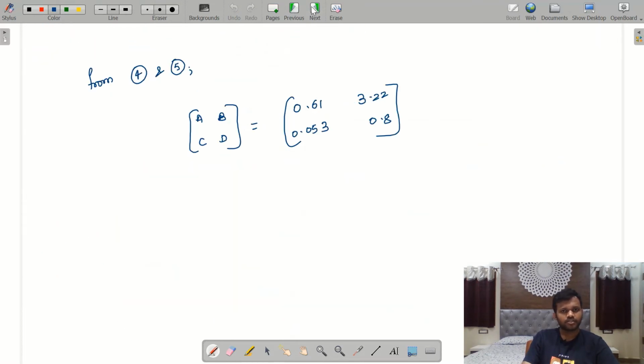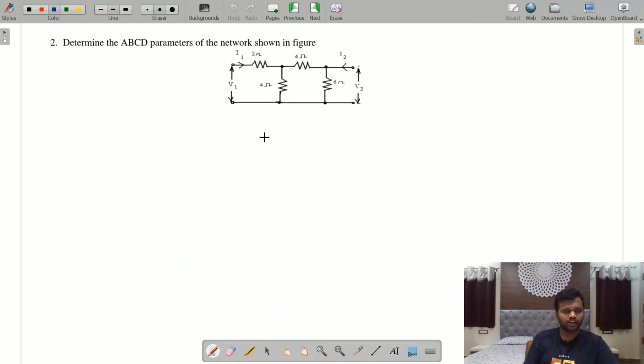Now we will see the second question. So this is our second question. They had given a network, and similarly in this network also they were asking for the value of the ABCD parameters. Consider, whatever the network may be, the input current as I1, this as I2, and this will be my I3 current.